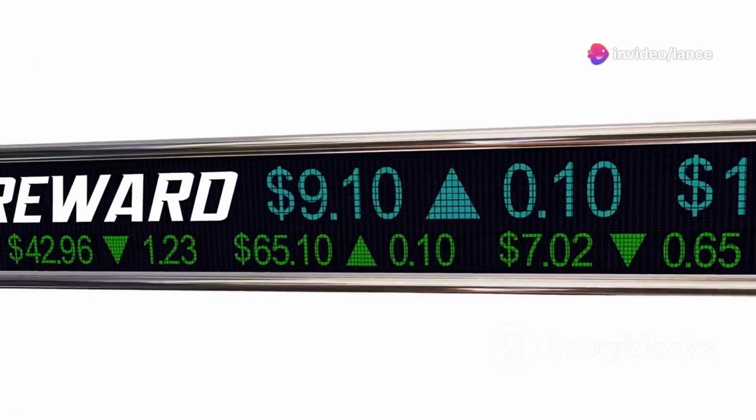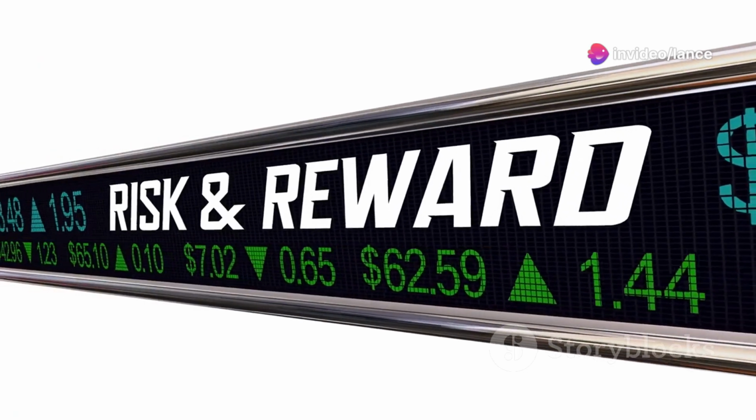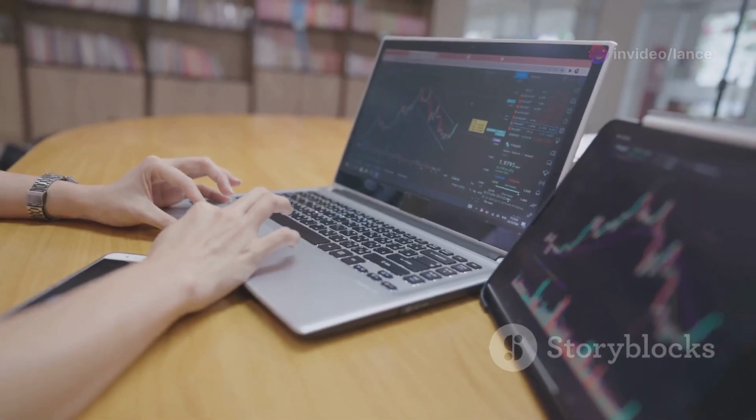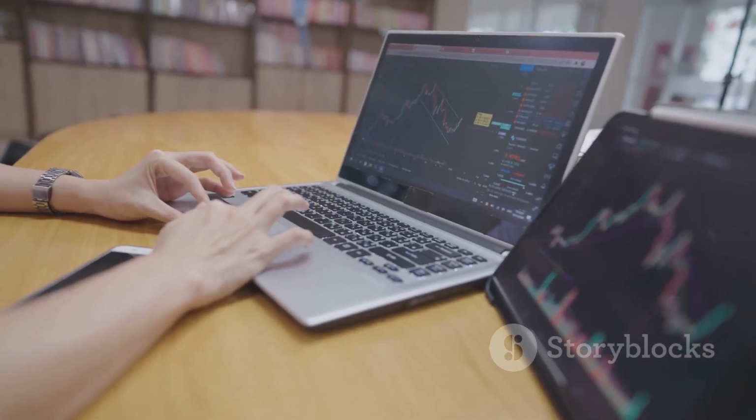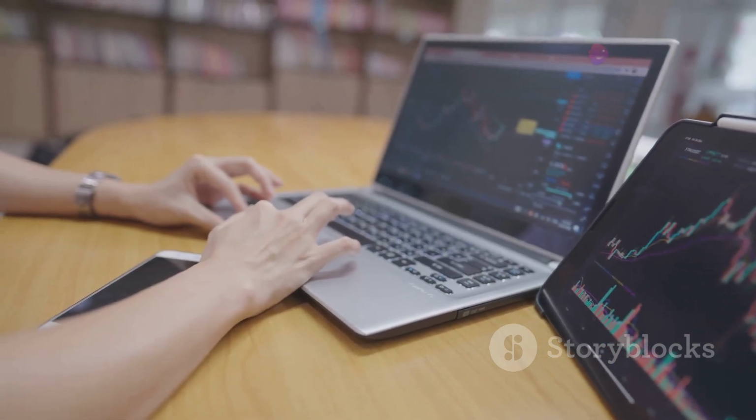Another crucial aspect of signal validation is assessing the risk-reward ratio. This is the potential profit you stand to gain versus the potential loss you're willing to risk on a trade. A good rule of thumb is to look for trades with a risk-reward ratio of at least 1 to 2, meaning you're aiming to make twice as much as you're risking.